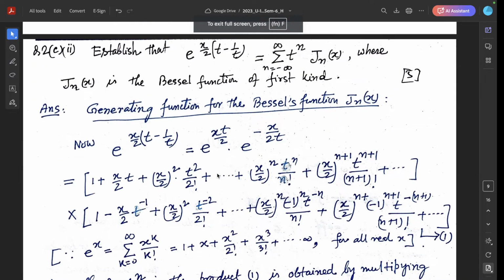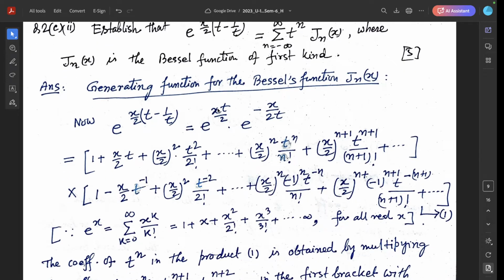Now, the generating function for the Bessel function J_n(x) is, actually, e to the power x by 2 bracket t minus 1 by t equal to e to the power xt by 2 into e to the power minus x by 2t. And this is actually the generating function for the Bessel function of the first kind. Now e to the power xt by 2, expanding this using the expansion of e to the power x, which is 1 plus x plus x square by factorial 2, x cube by factorial 3, plus dot dot dot to infinity for real x.